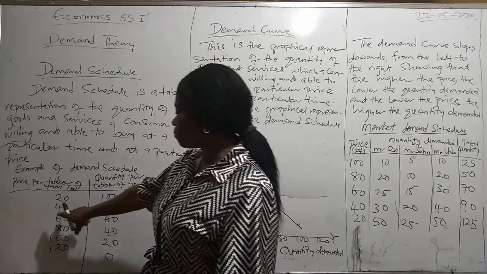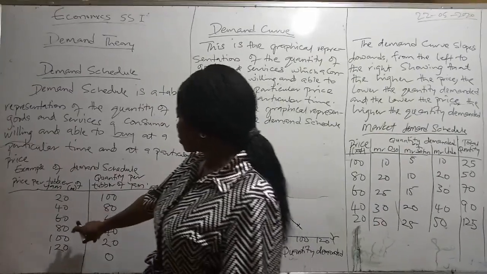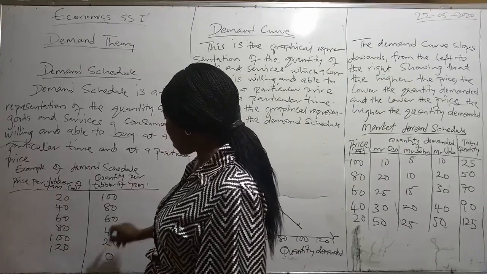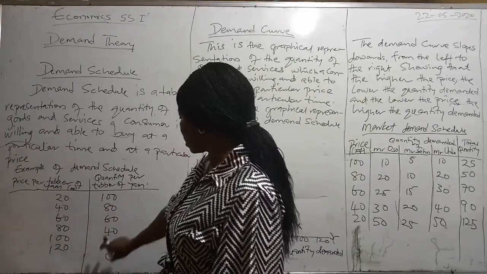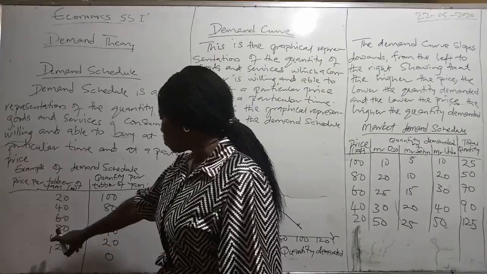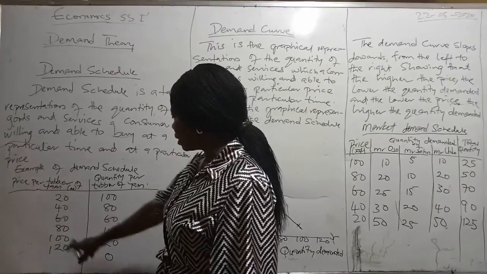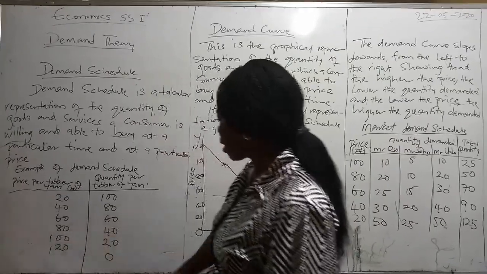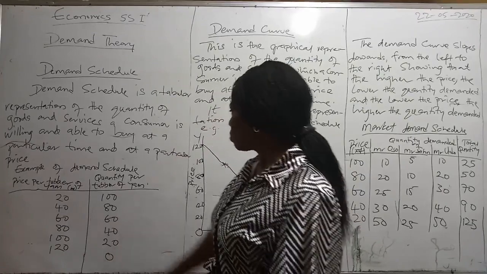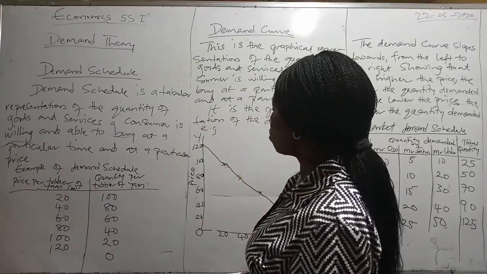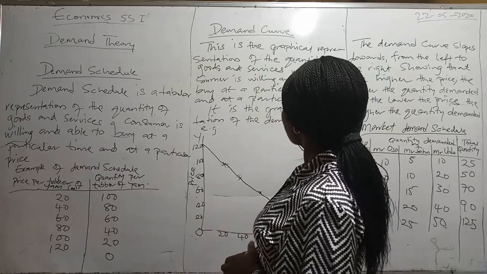And if the price is 40 naira, the consumer will buy 80. If the price is 60 naira, the consumer will buy 60. If the price rises to 80 naira, the consumer will buy 40. If the price rises to 100, the consumer will buy 20 tubers. And if the price rises to 120 naira, you can see that nothing will be bought. The consumer will rather maybe look for alternative or forgo the buying of yam entirely.